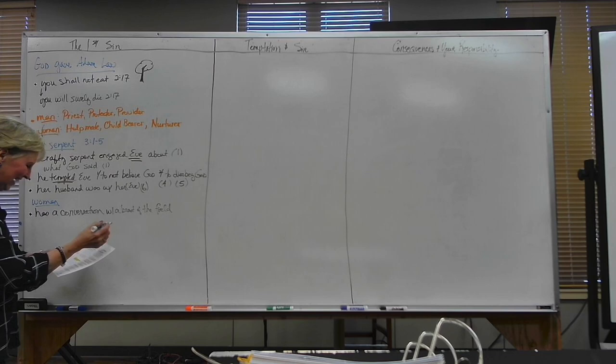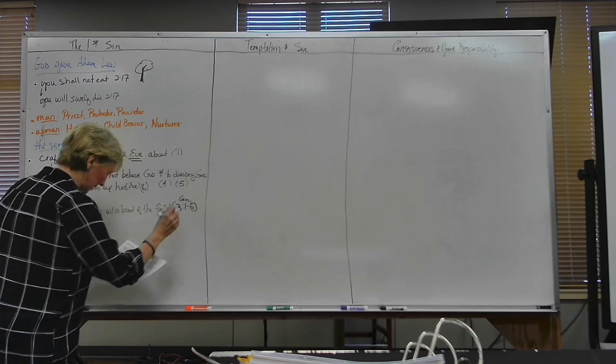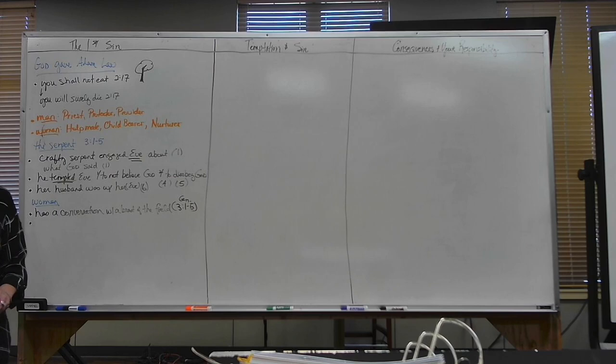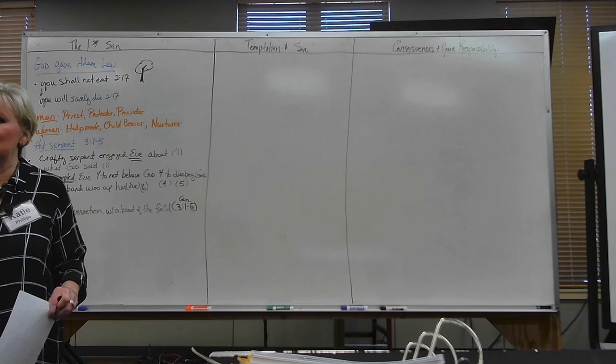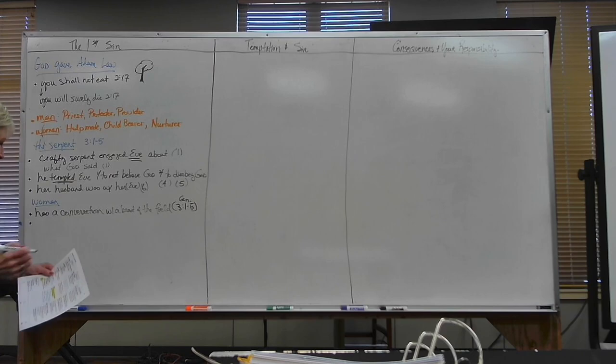Okay, so now we're in Genesis 3:1-5. We're looking at her. Now, what do we know she knew? Because she had a conversation with him, right? What does she converse with him about? The one law that was given to them. Is she able to articulate it? Yeah, she knows the law.